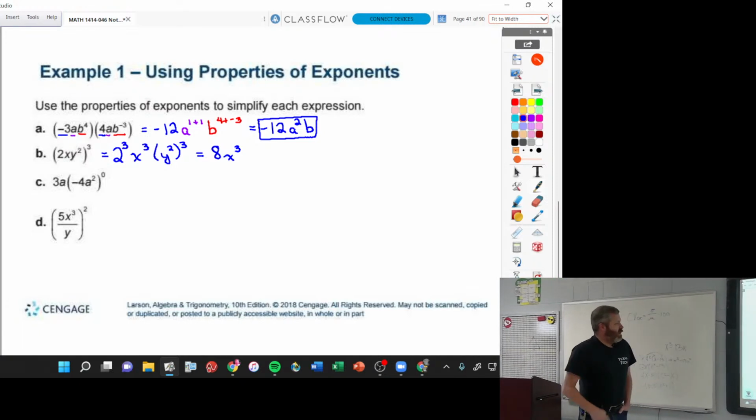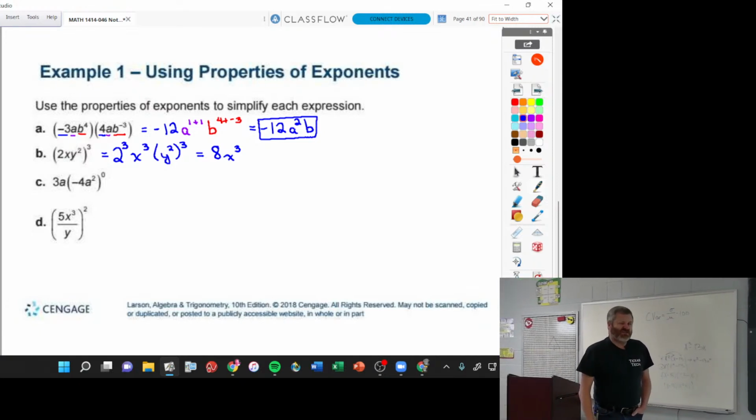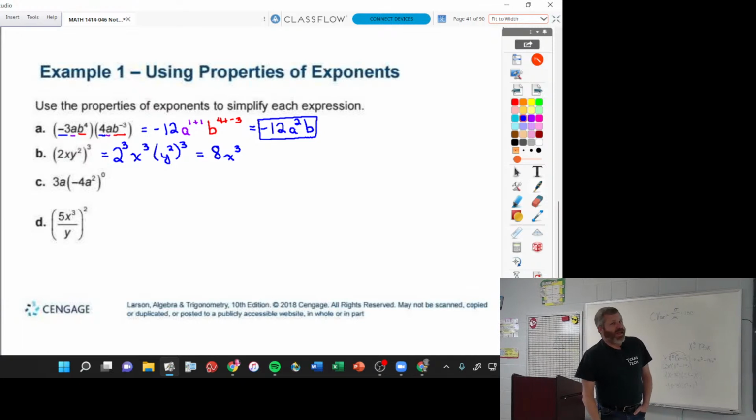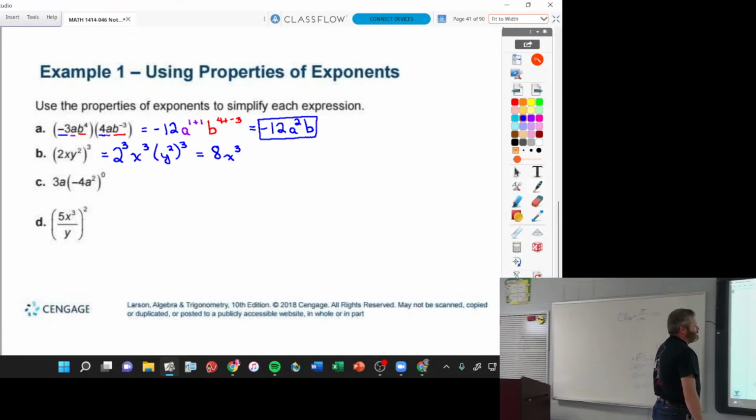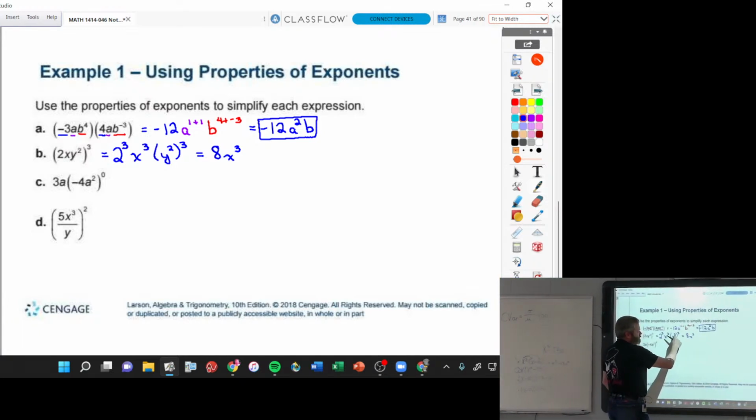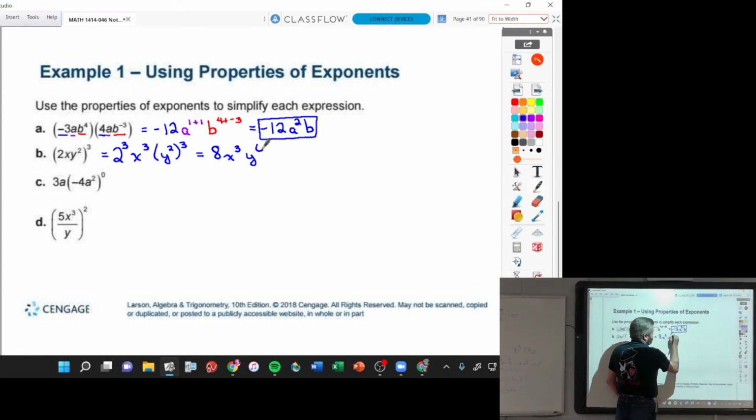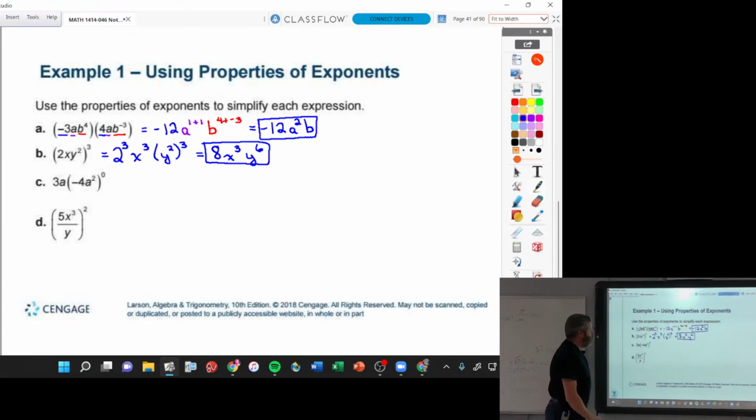On part B, I'm taking y squared and I'm cubing it. So I'm taking a power to a power. When you take a power to a power, that's a little bit more powerful than adding. So when you take a power to a power, you multiply those exponents. So this is going to end up giving me y to the 2 times 3, which is 6. So y to the 6.